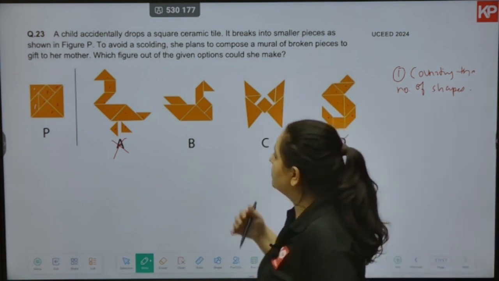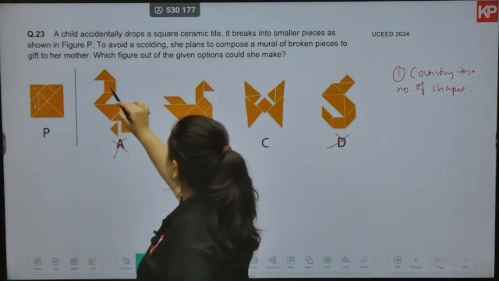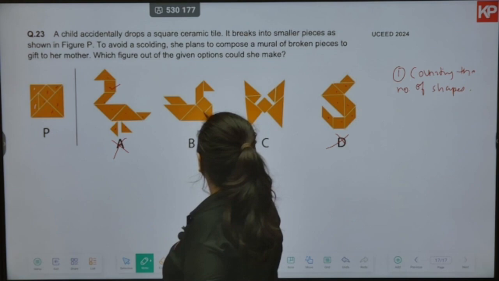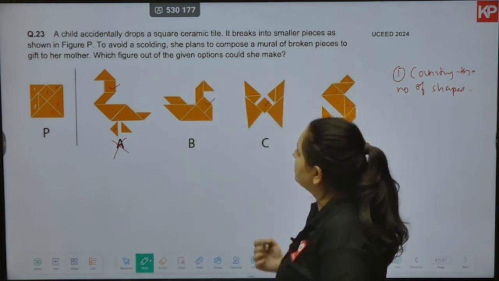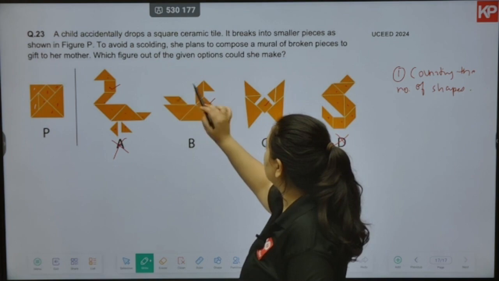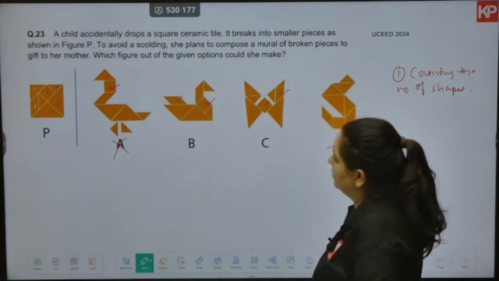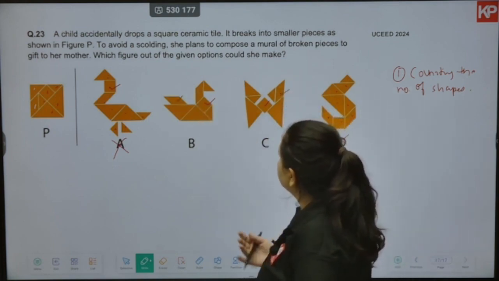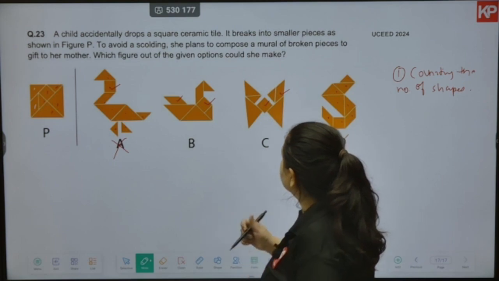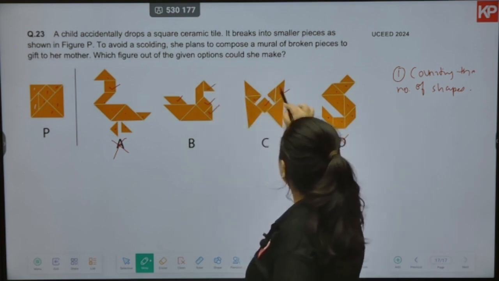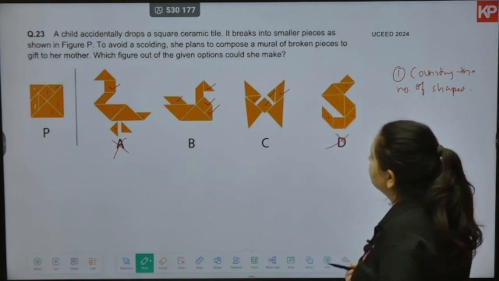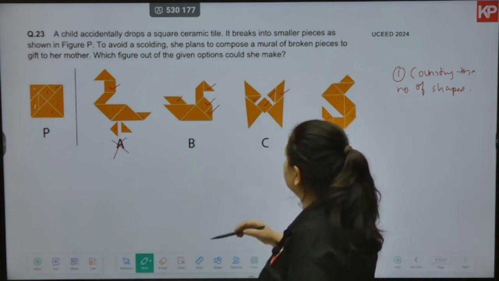Let's check with the square. We have a square here, we have a square here, we have a square here. Okay, now let's check for the parallelogram. We have a parallelogram here as well and here as well. Okay, so far good to go. Let's check for two smaller triangles. We have two small triangles. Let's check for two big or large triangles.